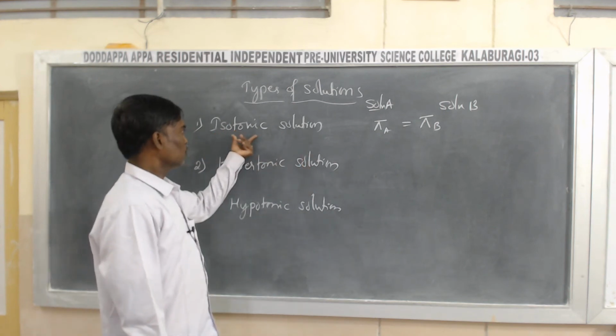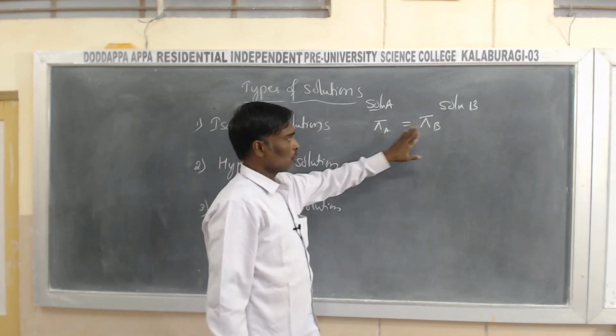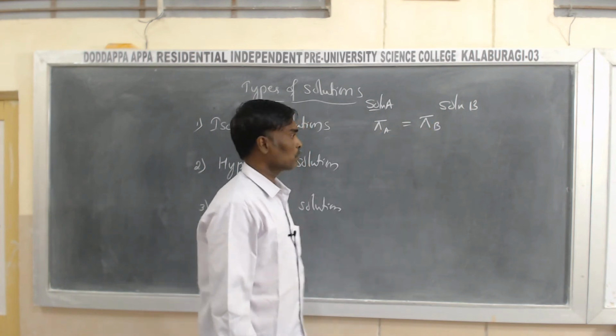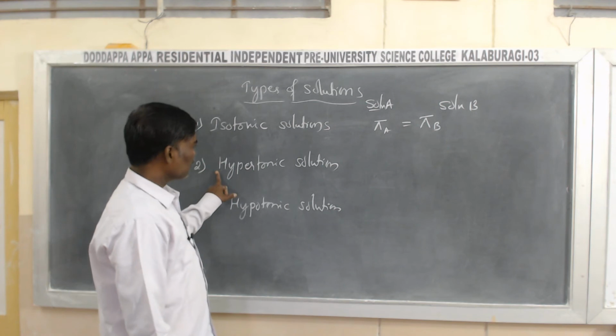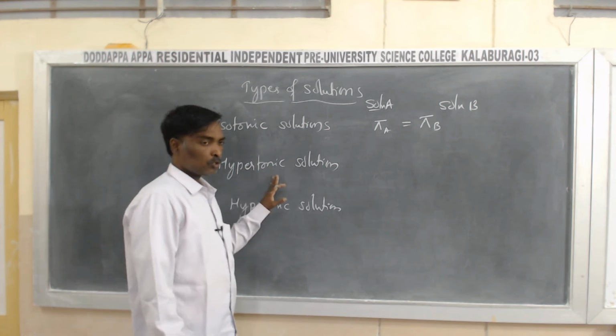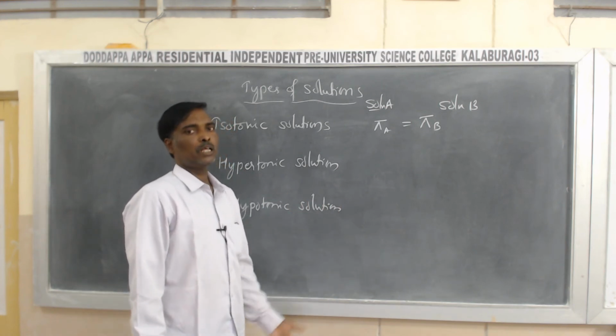Isotonic solutions are the ones whose osmotic pressure is the same. If two solutions have the same osmotic pressure, then we call such solutions isotonic solutions. Then hypertonic solutions. A hypertonic solution is the one whose osmotic pressure is more compared to another solution.